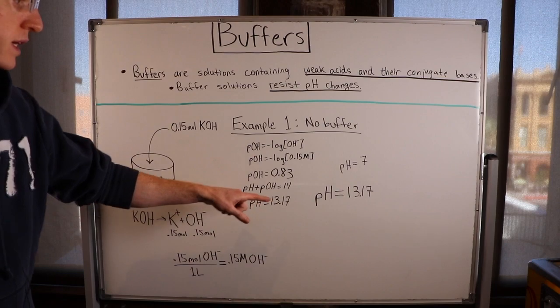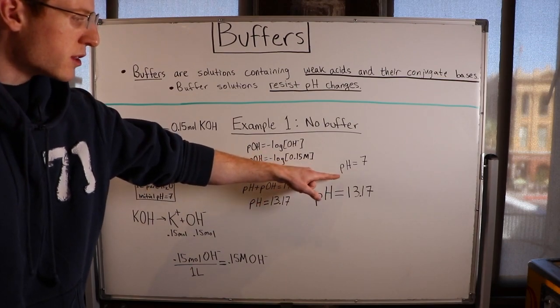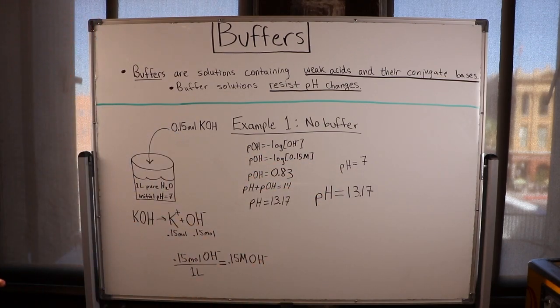So notice here, our initial pH was 7, then it went to 13.17. That is a massive increase, especially for pH, because we know that for every 1 point increase in pH, we get 10 times more basic. So you can get a sense of the magnitude of how much this KOH is able to disturb the pH of this pure solution of water.